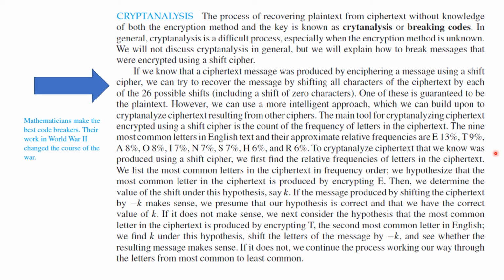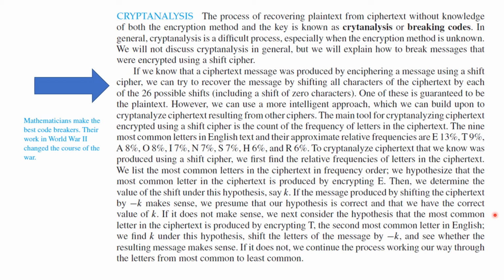So to do some analysis, we could look and say, what was the most frequently occurring letter in the ciphertext in frequency order? And we can say, suppose the first one is E. And then we can determine if, in fact, it is, and that allows us to solve for k. What is the shift? If the message produced by shifting the ciphertext makes sense, we assume it's correct.